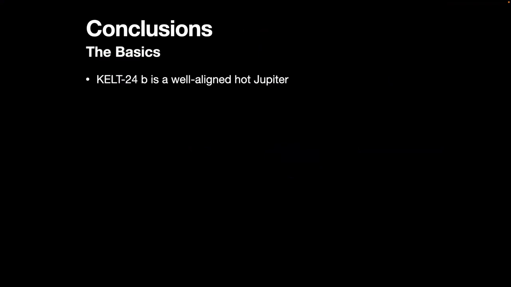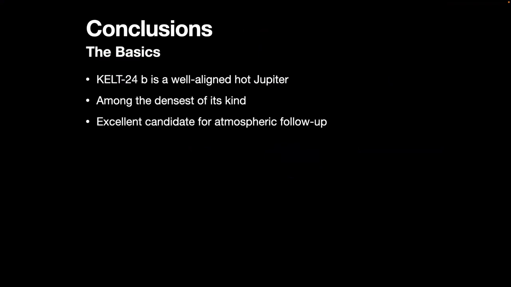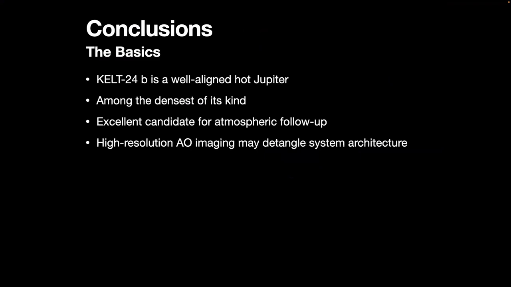In general, though, KELT-24b is a really well-aligned hot Jupiter. It's really dense. It's an excellent candidate for atmospheric follow-up, and some high-resolution adaptive optics imaging may even help to disentangle the really curious architecture of this system, where we have maybe an eclipsing binary and a transiting hot Jupiter system that are orbiting in a strange way, perhaps. But then some open questions still need to be addressed.